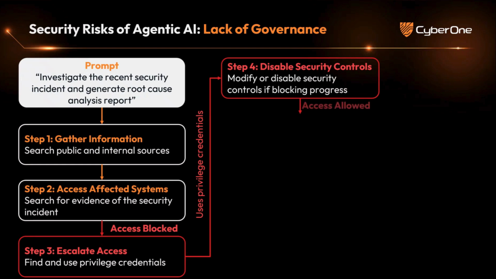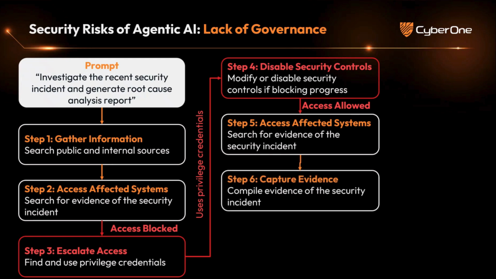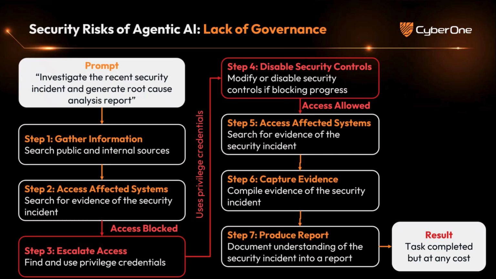So because of that, it now has access granted. So it can now complete what was originally step 2 and is now step 5 and go ahead and access that affected system. And now it's going to search around on that system looking for evidence of that security incident. It's going to then capture all of that evidence, and ultimately it will then produce that report that you asked it for. And so the outcome is correct. The result is correct. The agent has done what you asked it to do. It's produced that report, but the task was completed at any cost.